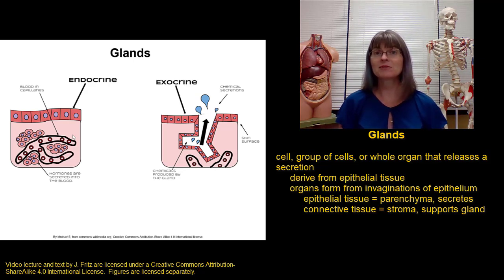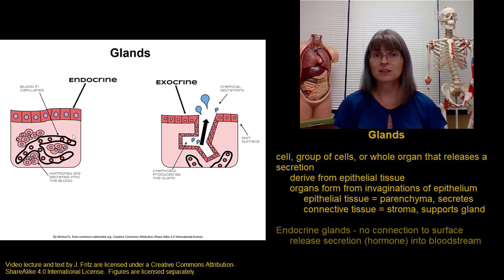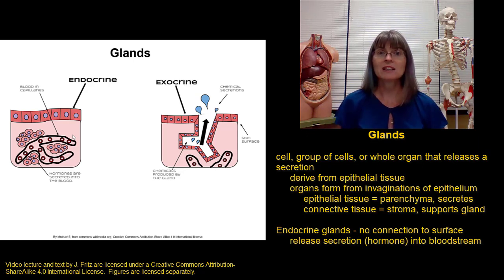There are two main types of glands that differ based on how they release their secretion. Endocrine glands are pockets of epithelial cells that release their secretion into the bloodstream. There's no duct or tunnel that allows it to go out onto a surface, so instead the secretion has to be released where it gets picked up by capillaries into the bloodstream to be carried to different parts of the body. Some examples of endocrine glands would be the pancreas, which releases insulin and glucagon, or the thyroid gland releasing thyroid hormone, or the pituitary gland releasing all sorts of different hormones into the blood.